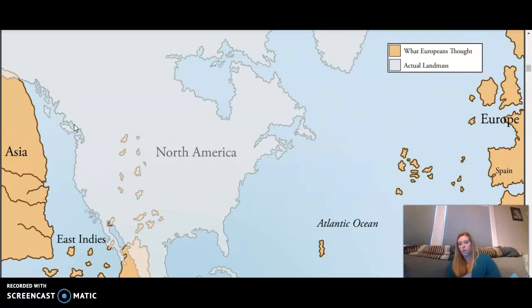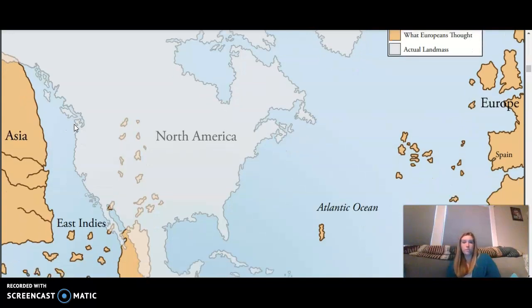Unfortunately, there were two big problems with Columbus's idea. The first problem was that Columbus was wrong about the size of the Earth. The Earth is actually much larger than he thought, and that meant that the East Indies are much farther away from Europe than he realized. The second problem was that there is something besides ocean between Europe and Asia. There is a large block of land, the Americas.